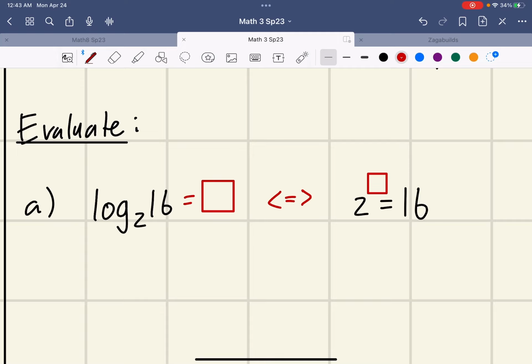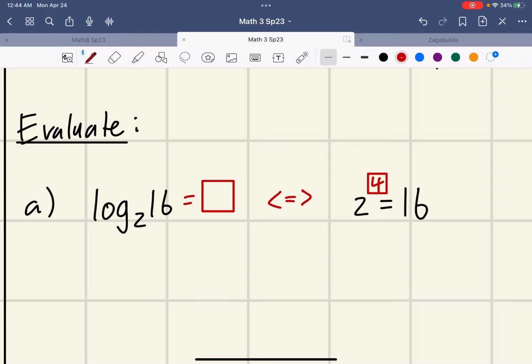So the way to really think about this logarithm is: to what power can I raise 2? What power will this 2 need to give me 16? Now this I can process because I understand how exponents work. In the logarithmic form, I couldn't really understand what to do. Now here I can just say, oh, that's 4.